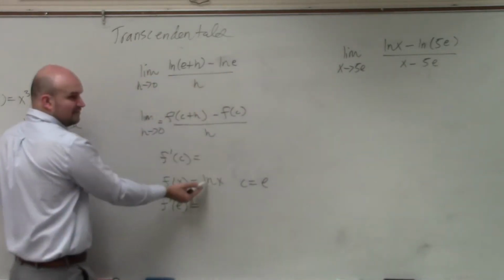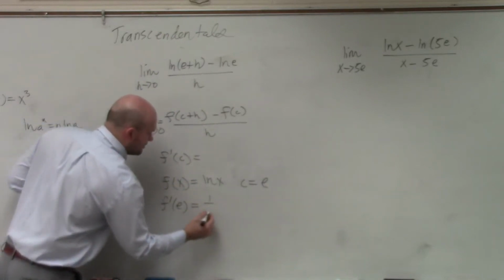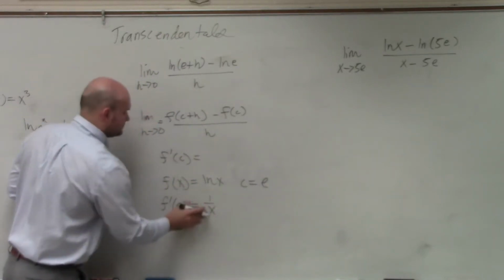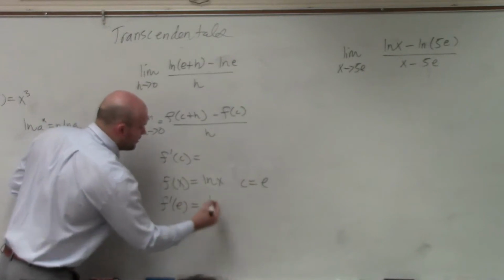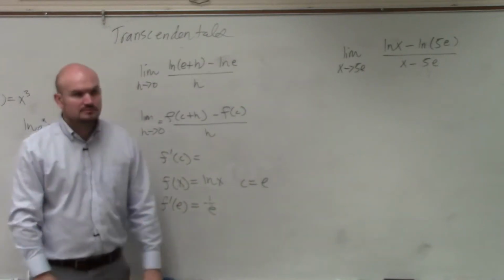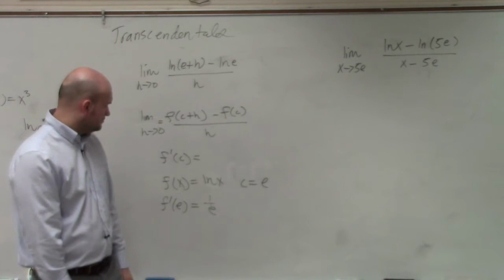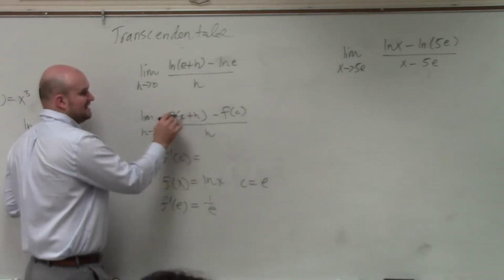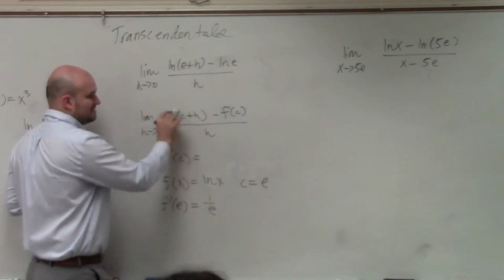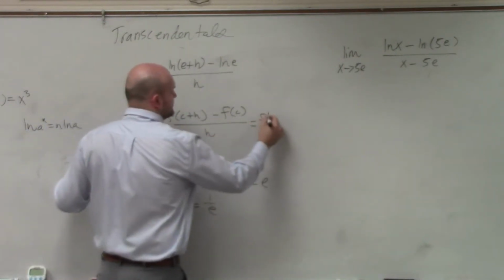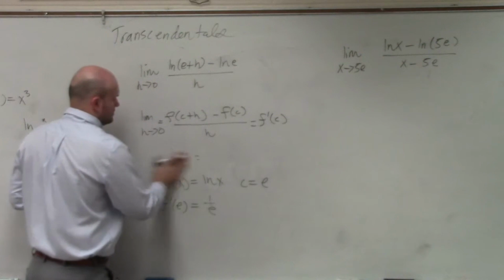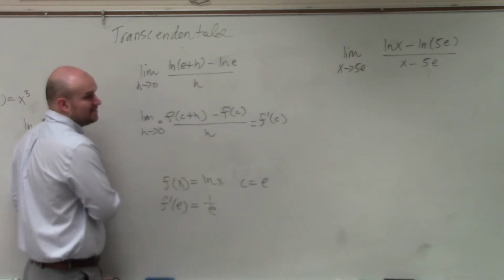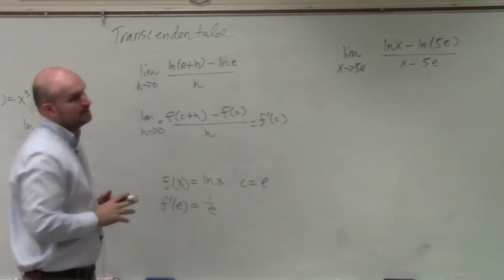So the derivative of ln of x is 1 over x, which is really just going to be 1 over e. Yes? Wouldn't it be ln of h? Nope. It's c is going to be your value. So this is the same thing as f prime of c. Okay. Right like that. That's what that means. Okay?